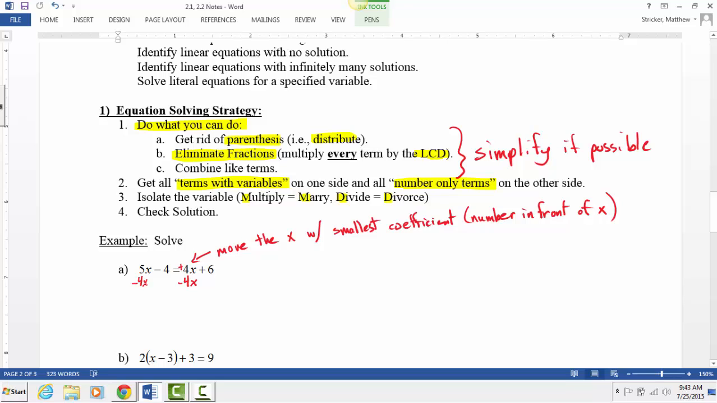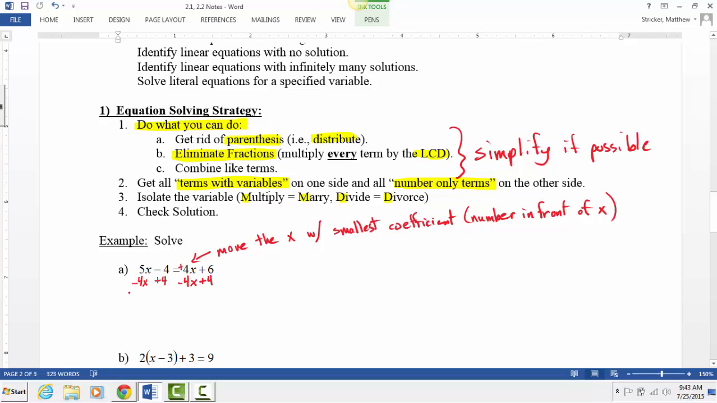So the x's are going to the left. The numbers then need to go to the right. If I have all my x's on the left, then my numbers need to go over here, which means this negative 4 has to go. It's a negative 4. The opposite of negative 4 is positive 4.